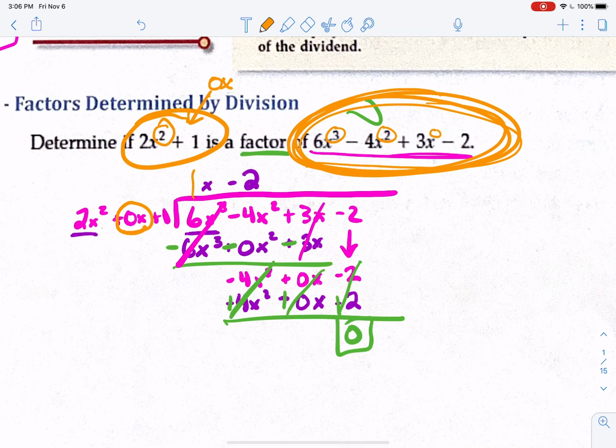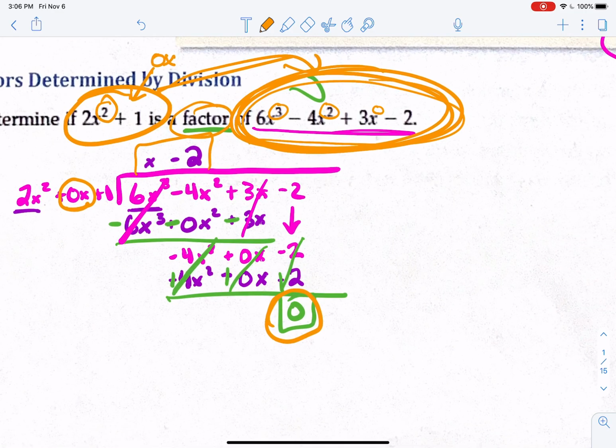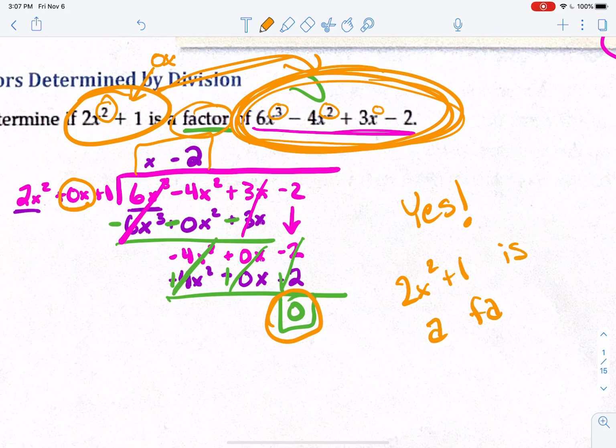And we ended up getting x minus 2, but at the end we got 0 as a remainder. And so what that means is that since we got 0 as a remainder, it is a factor. This 2x squared plus 1 is a perfect factor of the 6x cubed minus 4x squared plus 3x minus 2. That means it goes in there perfectly, so yes, 2x squared plus 1 is a factor. Because it has 0 as a remainder, it goes in there perfectly, so it is a factor, okay?